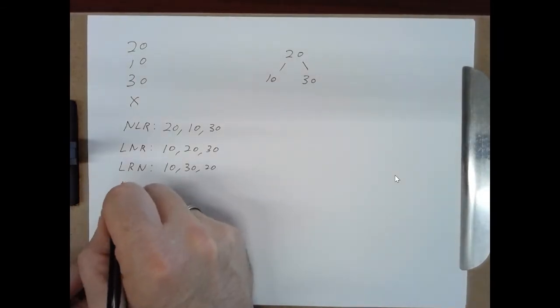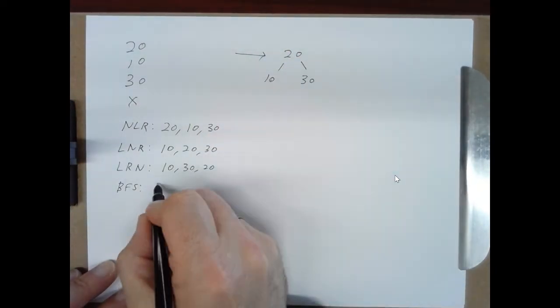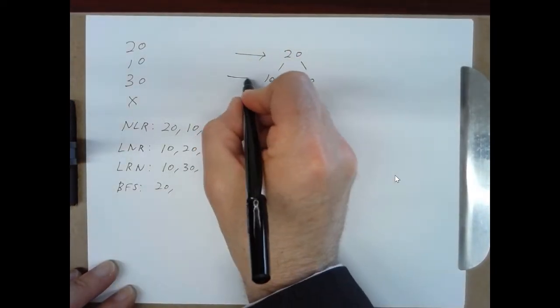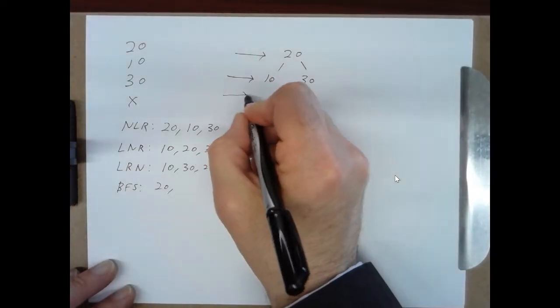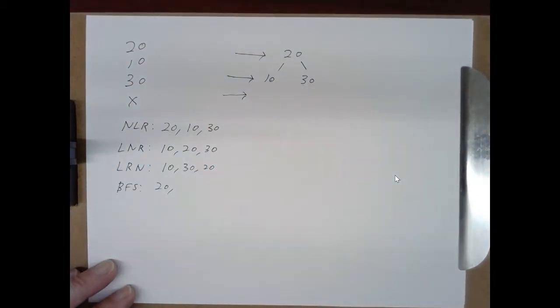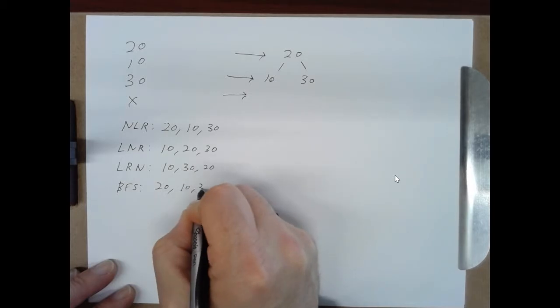And then the breadth first search, which we're going to go over all of this. Breadth first search basically begins at the root and then moves down and prints out all the nodes that are one level deeper from left to right, and then moves down and prints out all the nodes that are one level deeper than that from left to right, and so on. So this would be a 20 and a 10 and a 30.